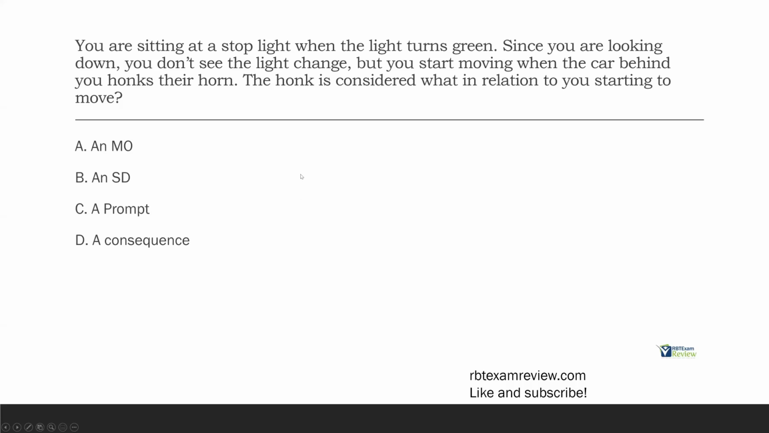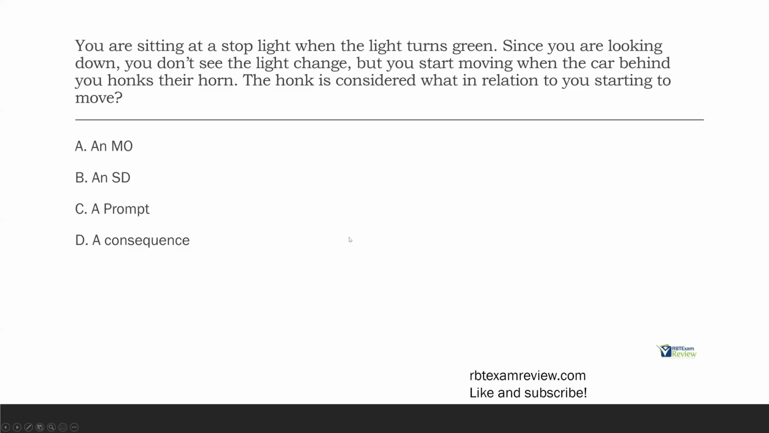Because if we were just looking at the honk, it could be a consequence of you not moving, right? But we're looking at it in relation to you starting to move. So in that case, the honk comes before you starting to move. So it's not a consequence. So is it an MO, an SD, or a prompt? Well, it's not an MO, because an MO comes before the SD. The real SD for you moving is the light turning green, right? We know when the light turns green, we go.